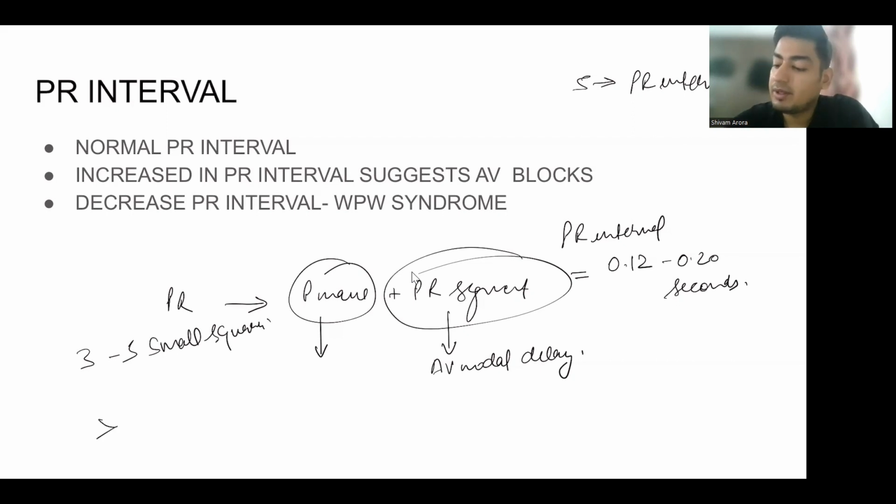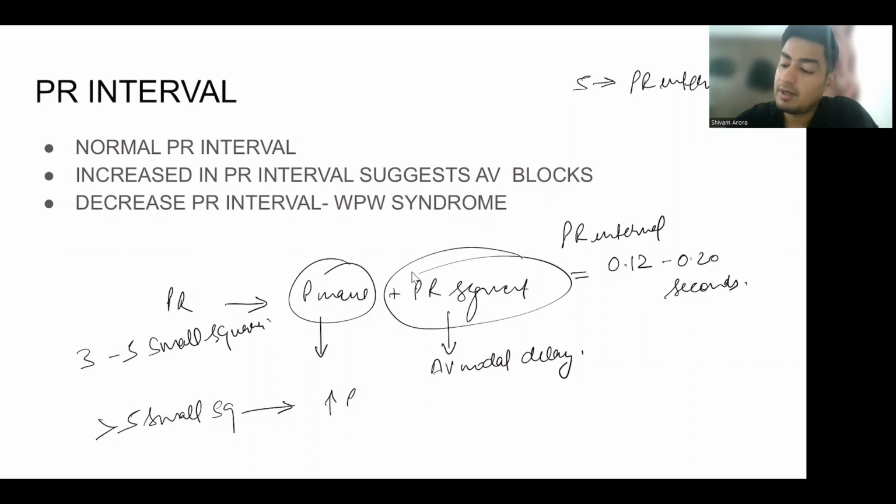If the PR interval is more than 5 small squares, we call it an increased PR interval. If it is less than 3 small squares, then we call it a decreased or shortened PR interval. What are the causes of increased and shortened PR interval? Increased PR interval will be there in AV blocks. We have three types of AV blocks: first degree, second degree, third degree. We'll discuss them in subsequent classes.